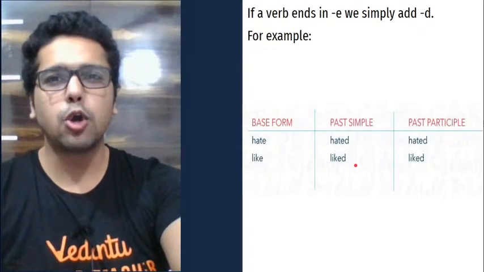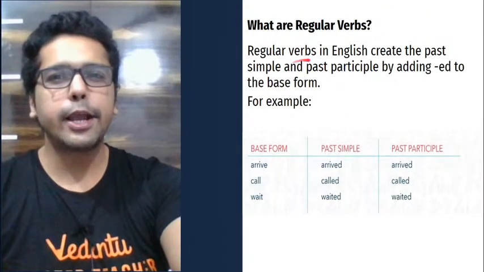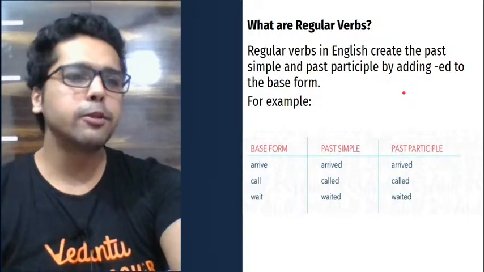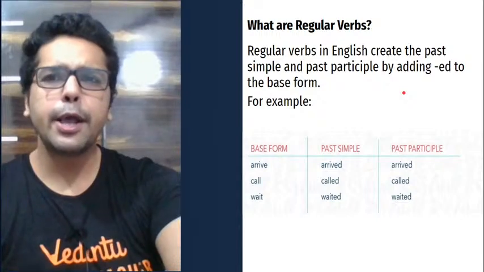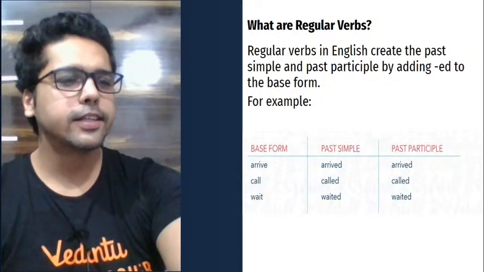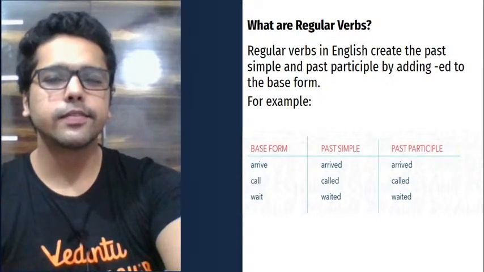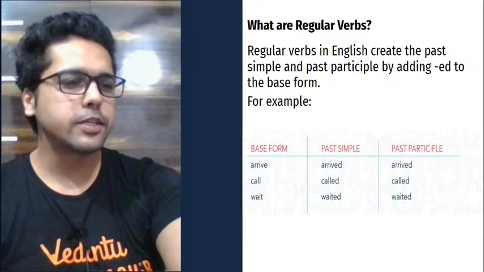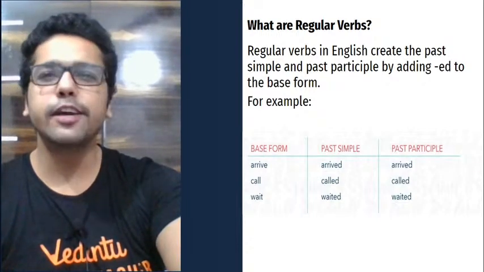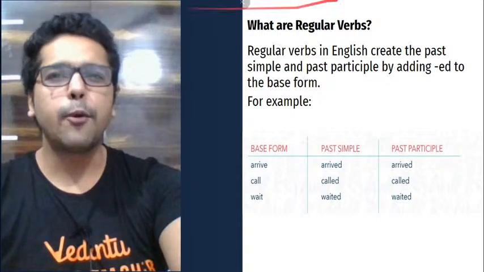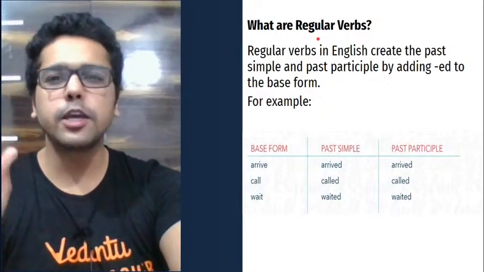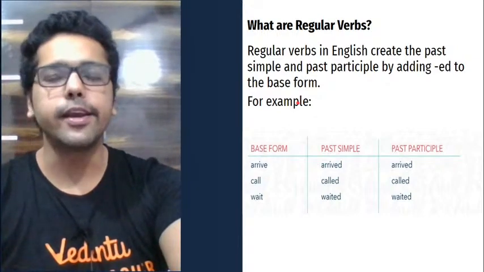Is this clear, guys? The concept of regular verbs? Regular verbs in English create the simple past and the past participle by adding ed to the base form. Either ed or simply d, depends on the spelling, of course. Great. So all of us are clear with regular verbs now. This is really simple. Why are they called regular? Because they can be changed in a regular pattern, simply by adding d or ed.